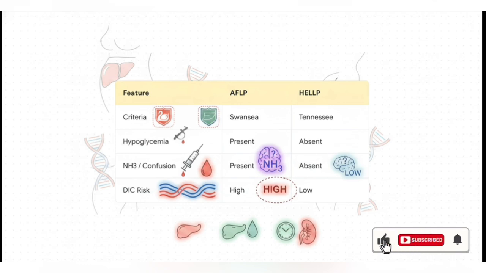HELLP. What about DIC? It's a much higher risk in AFLP, meaning you're going to see prolonged PT, APTT, and low fibrinogen. Finally, associated systemic issues like pancreatitis, transient diabetes insipidus, and early profound renal failure strongly point towards AFLP. Clear, hey? Let's keep moving.